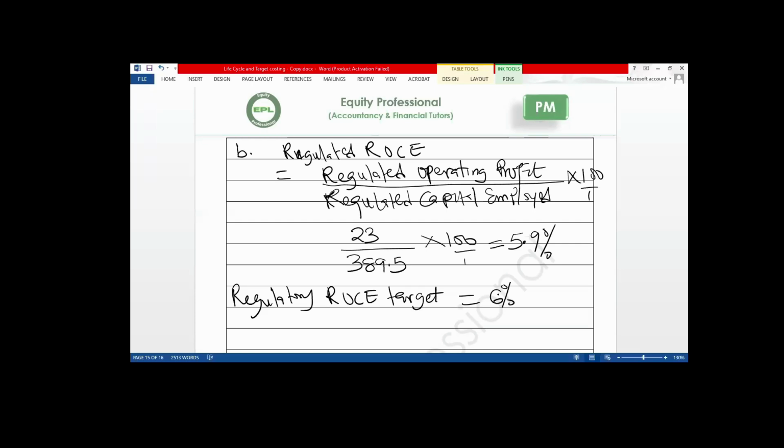We are done with the question. That means most of the services of the company are controlled by the regulator. It's being regulated. You cannot charge price anyhow. That means your profit performance is being regulated. You cannot make profits the way you like.